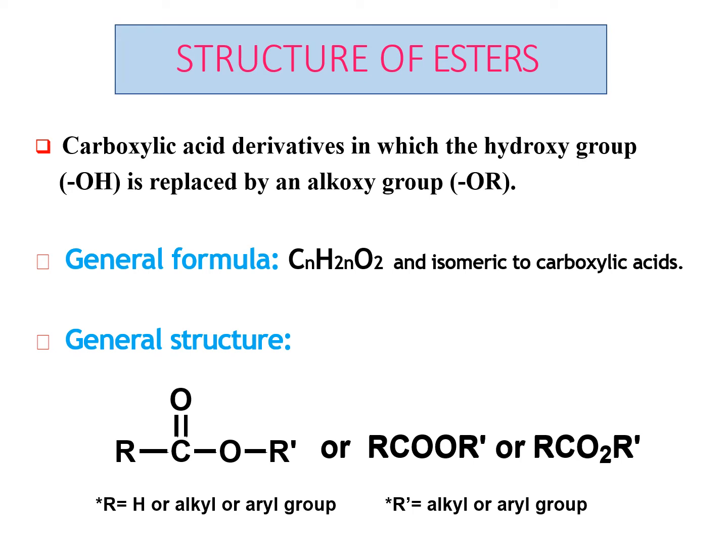So the structure of ester is more like a carboxylic acid derivative structure. We just replace the OH from the carboxylic acid with OR. The general formula for ester is CnH2nO2, and it is isomeric to carboxylic acid. This is the general structure: R C double bond O, O R prime. R could be hydrogen, an alkyl group or an aryl group. Or you can write RCOOR prime or RCO2R prime.